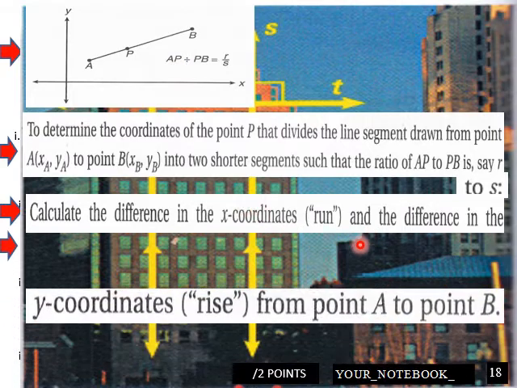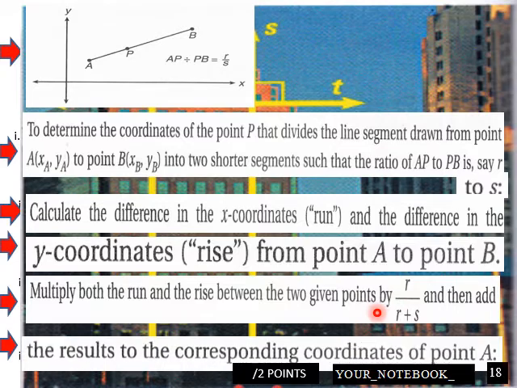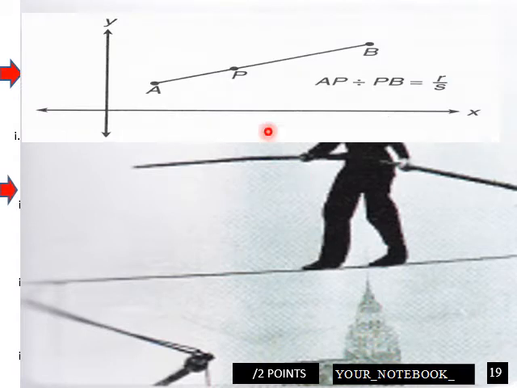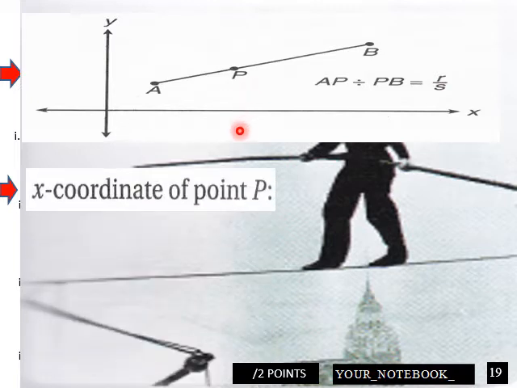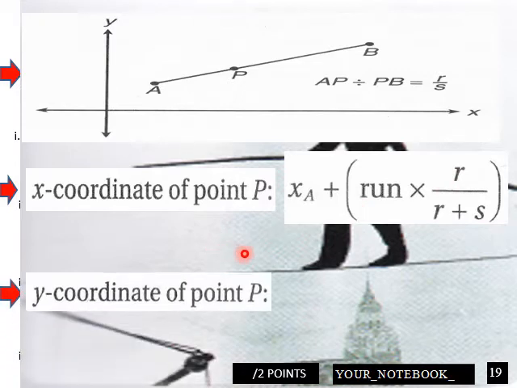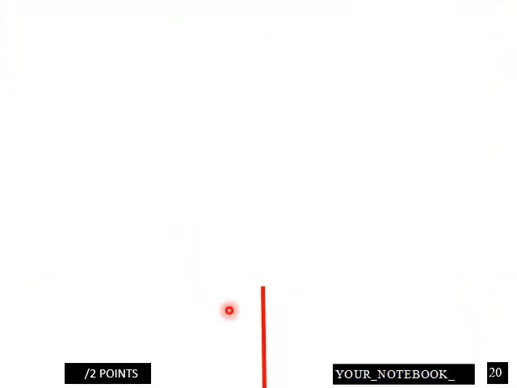Calculate the difference in the x-coordinates and the difference in the y-coordinates from A to B. Multiply both the run and rise between the 2 given points by R over R plus S. Then add the results to the corresponding coordinate of A. So here it is again, our ratio R over S. The x-coordinate of P would be run times R over R plus S, and the y-coordinate of P would be rise times R over R plus S. That would find the lengths of our line segments.